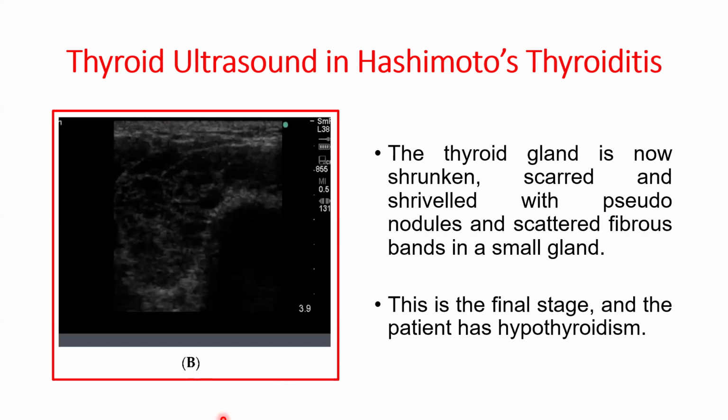Okay? And here you see the thyroid appears almost black, and it's shrunken with scars, and it's shriveled up with pseudo nodules. You see, these are not true nodules, they are pseudo, false nodules. Whenever you see pseudo written like that, P-S-E-U-D-O, this is Greek for false, and scattered fibrous tissue bands, the white specks, okay, in a small gland. If you measure the volume, you'll find it to be smaller than normal. And this is actually the final stage of Hashimoto's thyroiditis, and the patient is hypothyroid. All right?